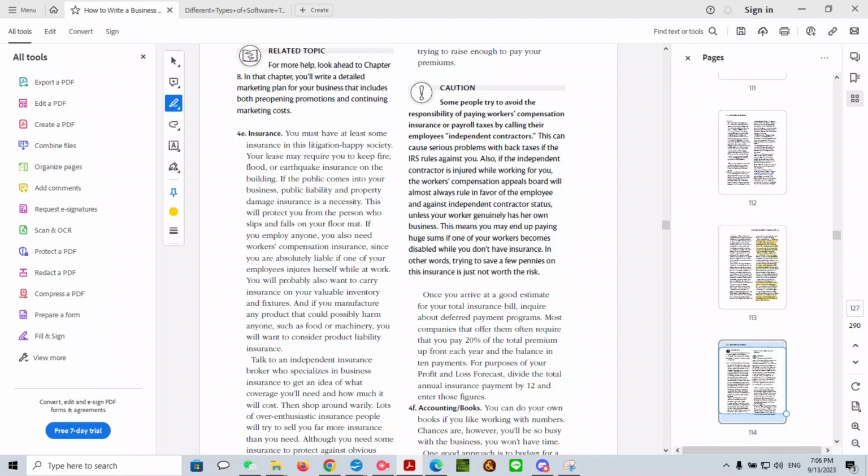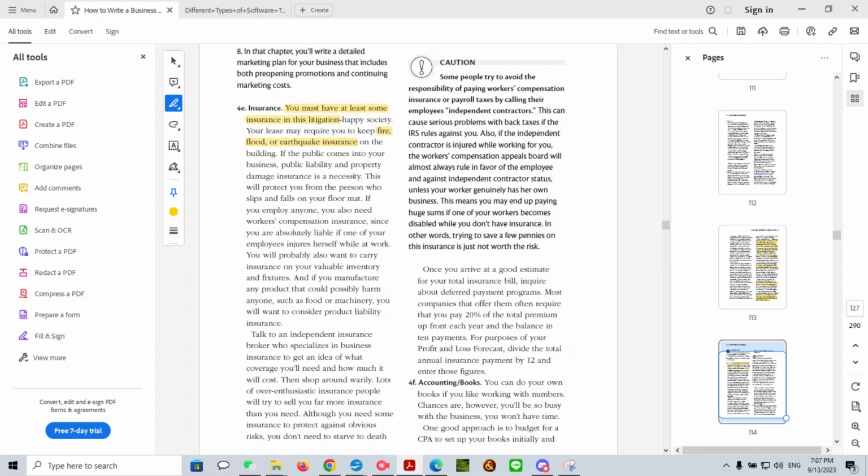Now we need to explain how and why this works. How does this work and why is it working this way? So you're going to want to have insurance to protect you from litigation. So that's one thing. Also protect you from disasters like fire, flood, or earthquake. You need that kind of insurance.